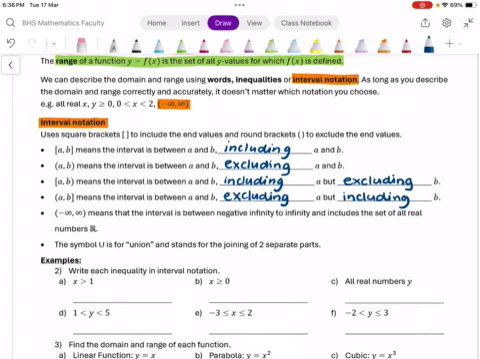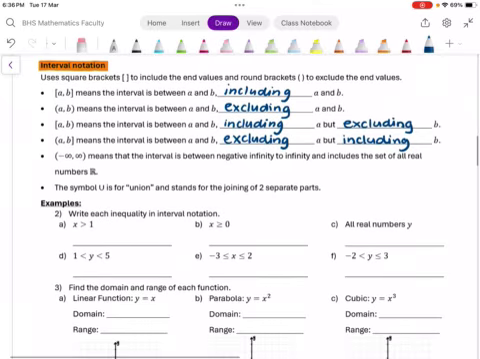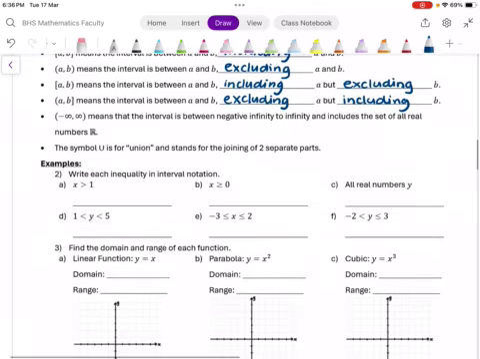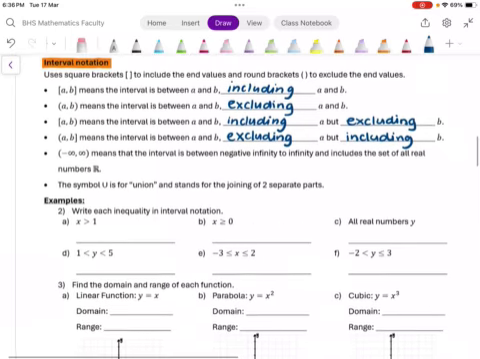Now, our most common domain and range for some of our functions is negative infinity to infinity, which means that the interval is between negative infinity and infinity and includes the set of all real numbers, and we use this R to talk about all real numbers. Another piece of information is the symbol U is for union, and it stands for the joining of two separate parts. What we want to do here for our second example today is to write each inequality in interval notation.